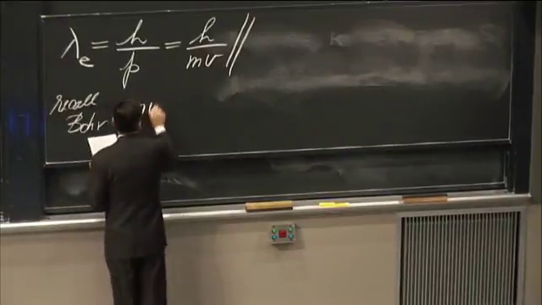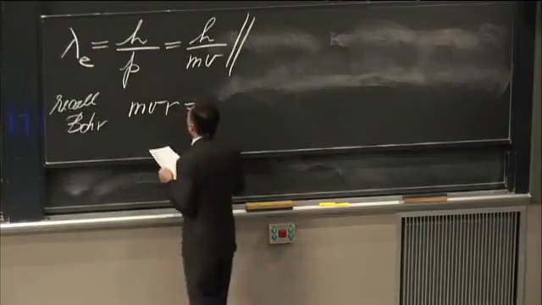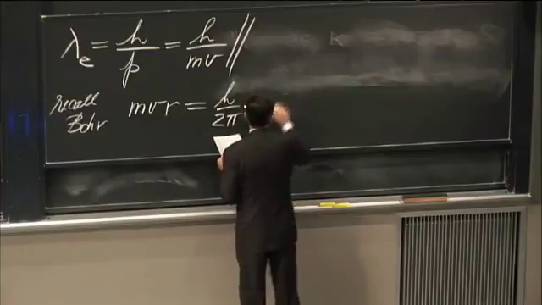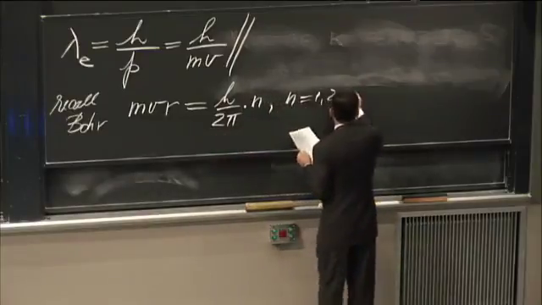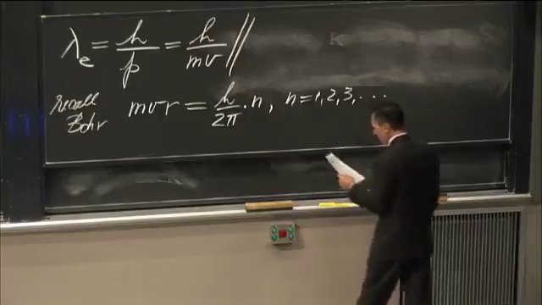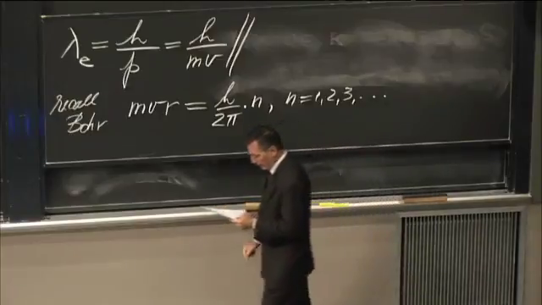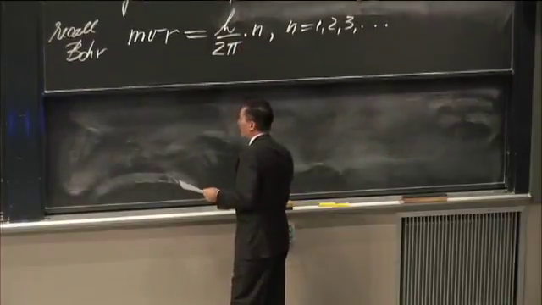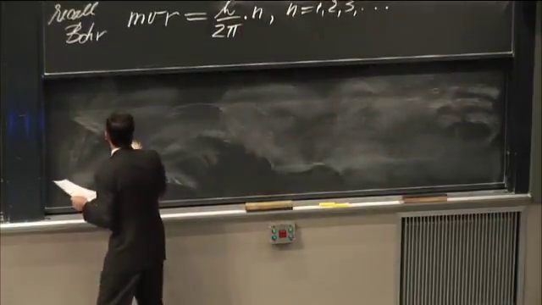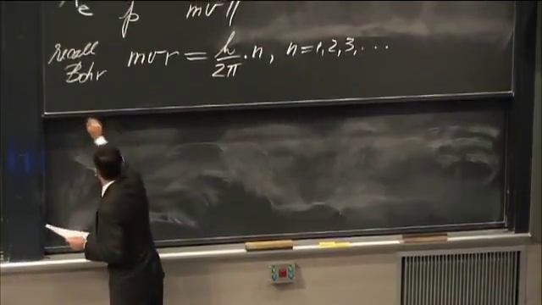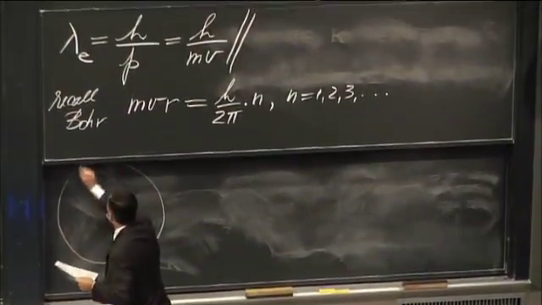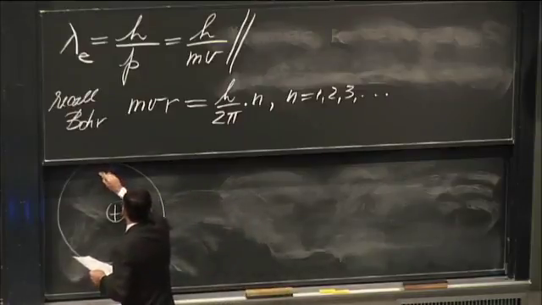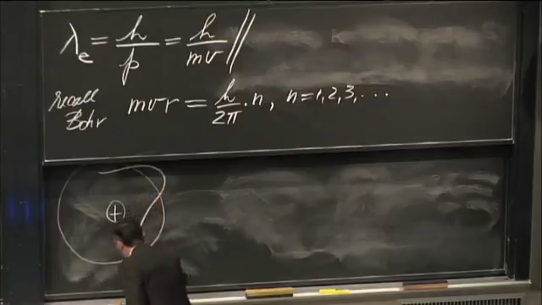Well, Bohr taught us that MVR, that's the quantum condition, MVR equals the ratio of h over 2 pi times n, where n takes on the discrete values 1, 2, 3, etc. That's the quantum condition. Okay? So now let's take this idea of de Broglie, and first of all, we have to put the electron in its orbit. So I'm going to put the electron in its orbit. And now I'm going to have it behave as a wave. So if it behaves as a wave, I'm going to draw it as a wave.